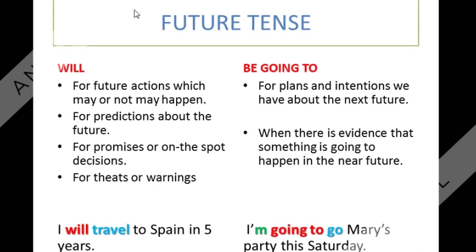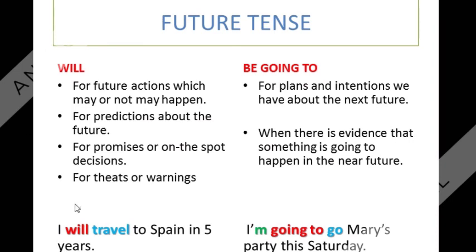So we use will for future actions which may or may not happen, for predictions about the future, for promises or on-the-spot decisions, or for threats or warnings. And we use be going to for plans and intentions we have about the near future. So remember that's near in time. And we use be going to when there is evidence that something is going to happen in the near future. So you know that's real, that for sure it is going to occur.